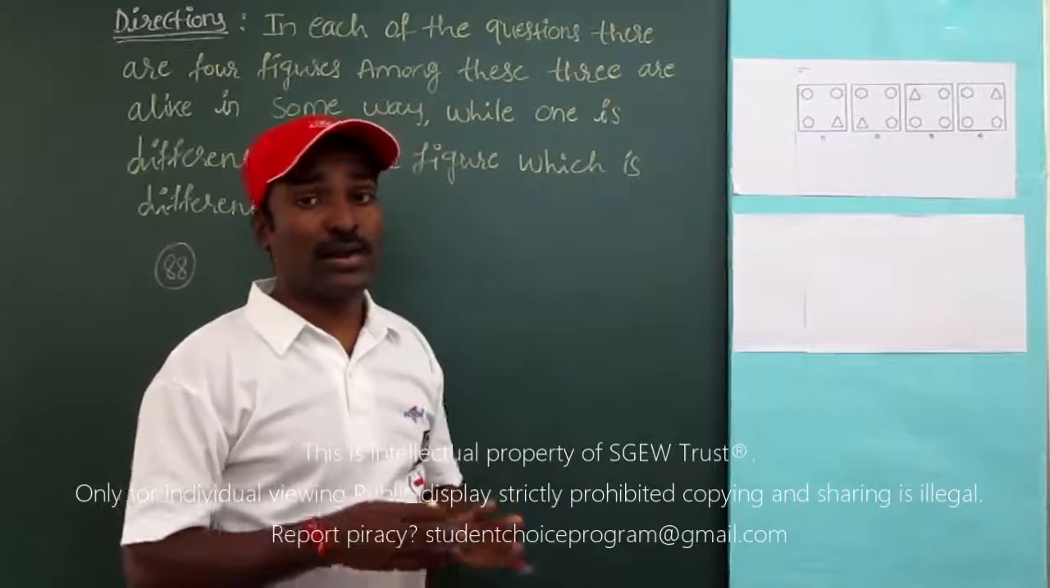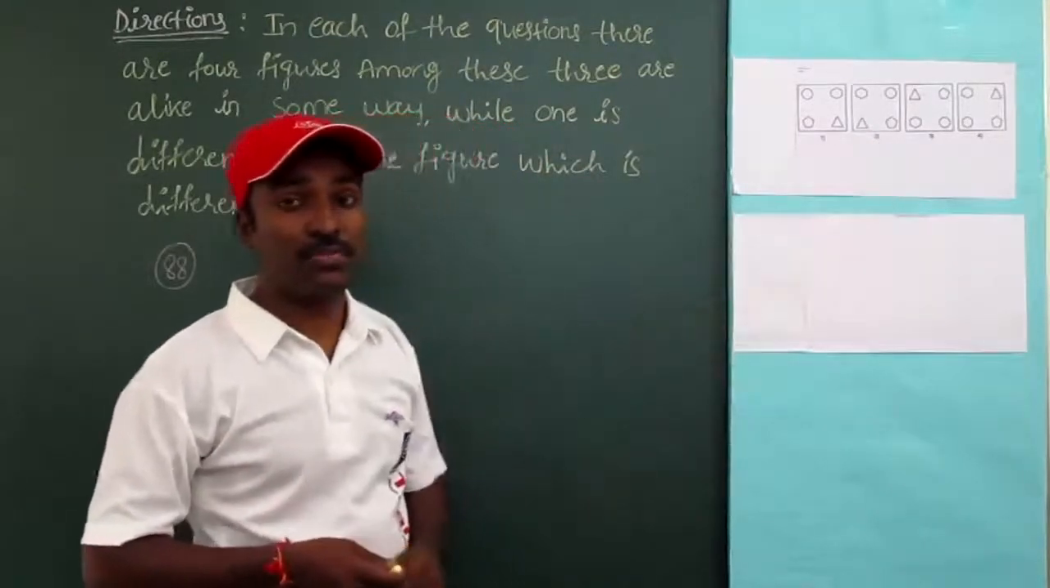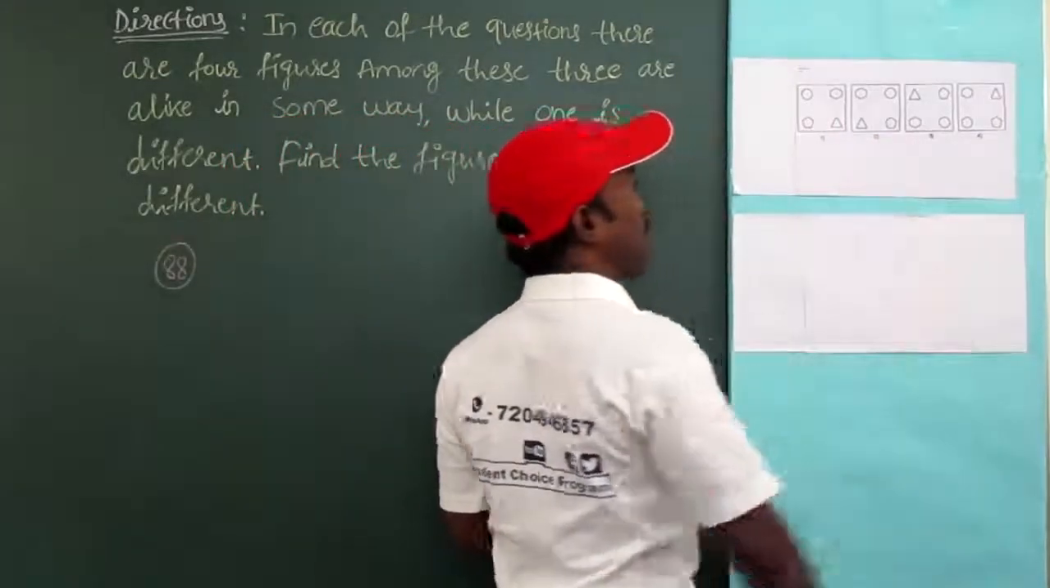So the figures which are present at options 1, 3, 4 are alike. Option 2 is different. The figure which is present at option 2 is different. So option 2 is the right option.